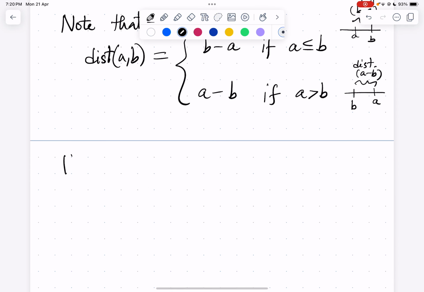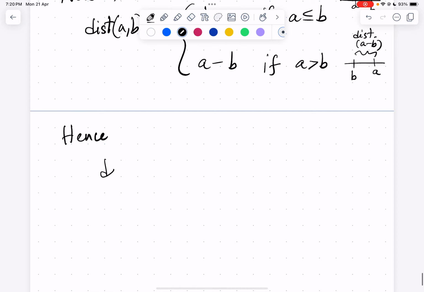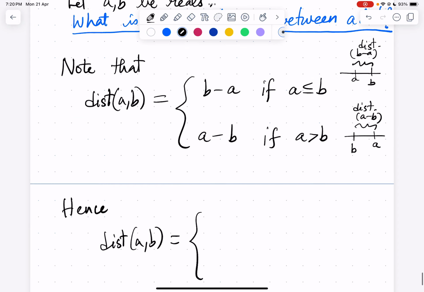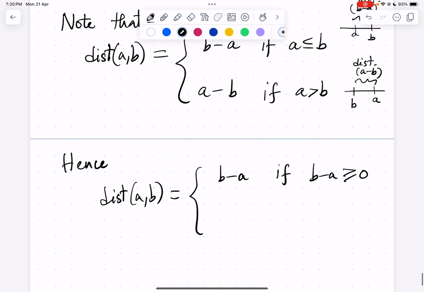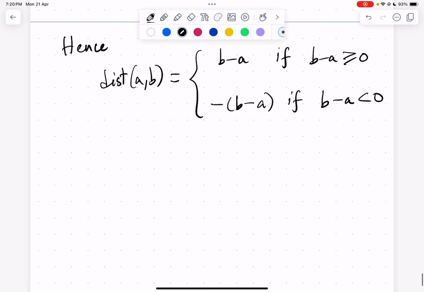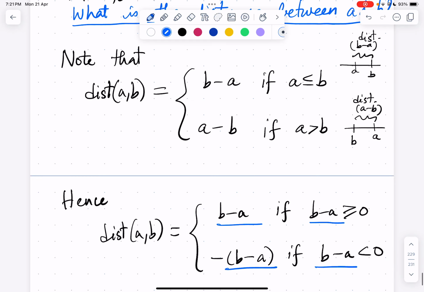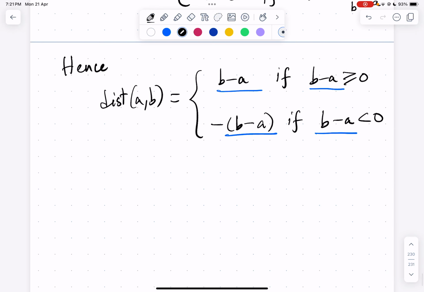So hence, the distance between A and B is B minus A if B minus A is greater than or equal to 0, and minus of B minus A if B minus A is less than 0. We can write it like this. So writing this suggests that we have B minus A if B minus A is greater than or equal to 0, and minus B minus A if B minus A is less than 0, right?